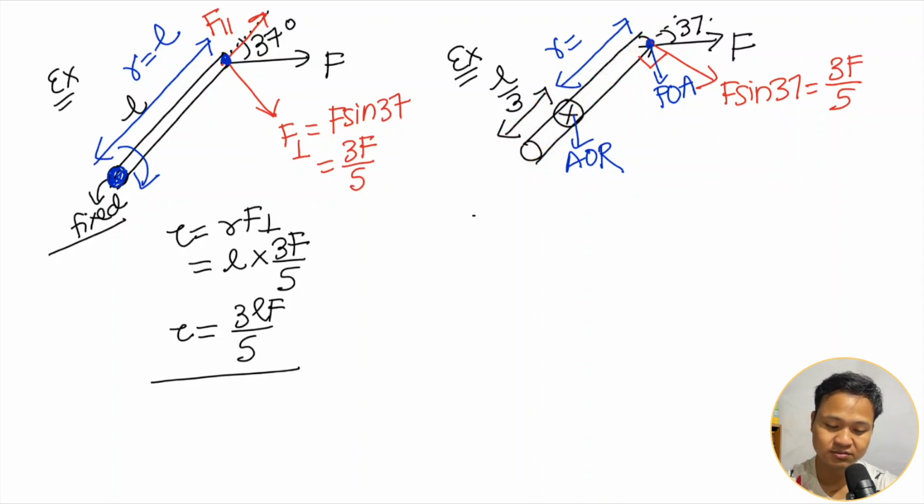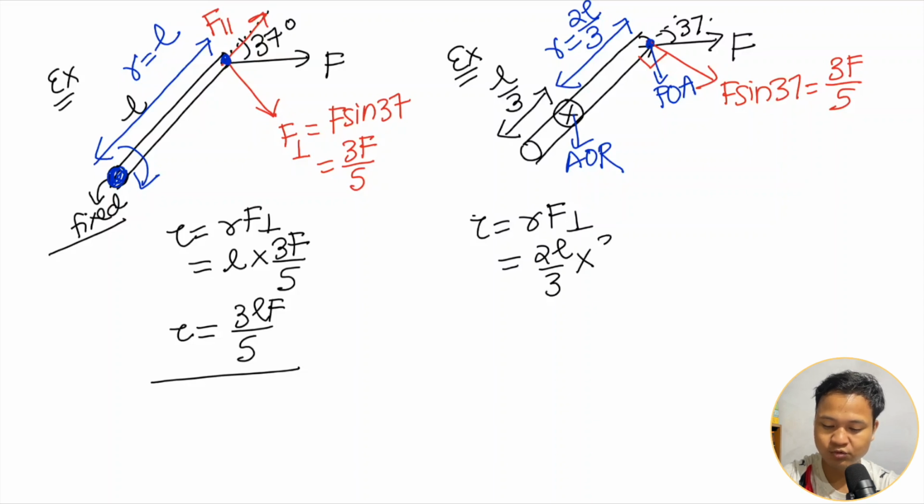So therefore I will have here 2L divided by 3. That depends on r. Okay, so what is the torque here? So torque is equal to r into F perpendicular. So r is 2L by 3 into F perpendicular, which is 3F by 5. So 3 gets cancelled out. Torque is 2LF divided by 5.